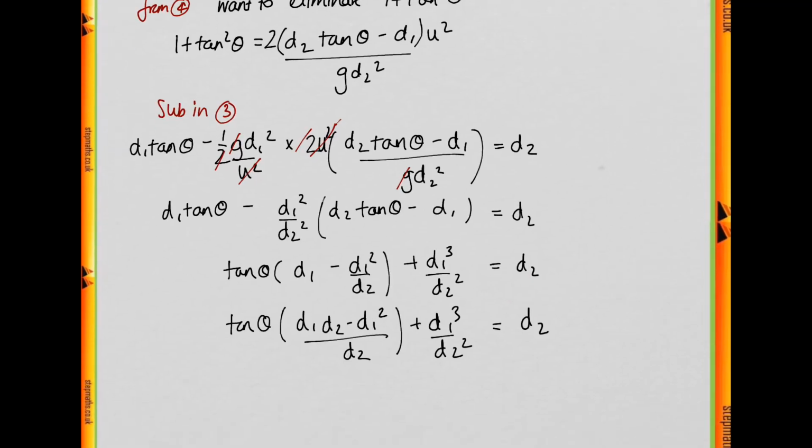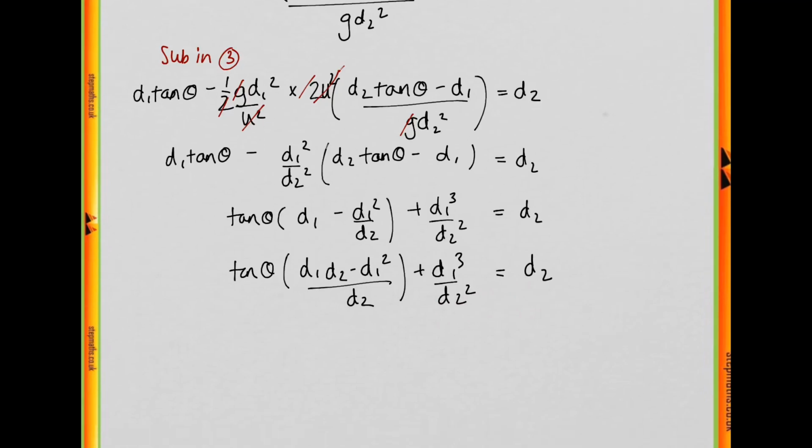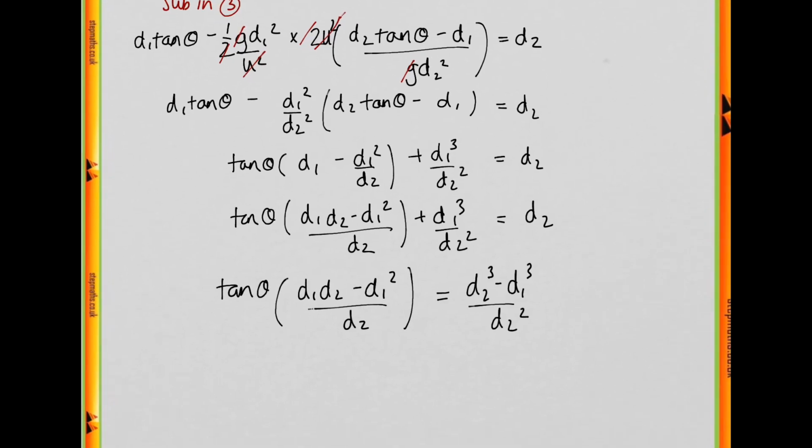And then we can put this under a common denominator, so we get tan theta times (d1 d2 minus d1 squared over d2 plus d1 cubed over d2 squared) equals d2. Then subtracting this term from both sides and putting it under a common denominator, we get this. And on the right-hand side, we get d2 cubed minus d1 cubed over d2 squared.